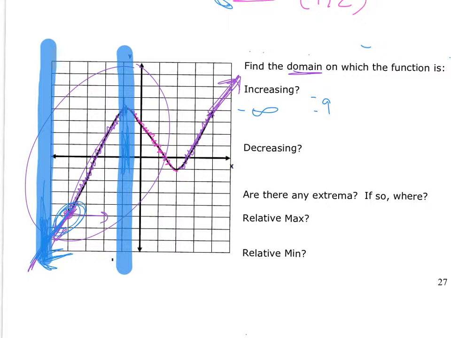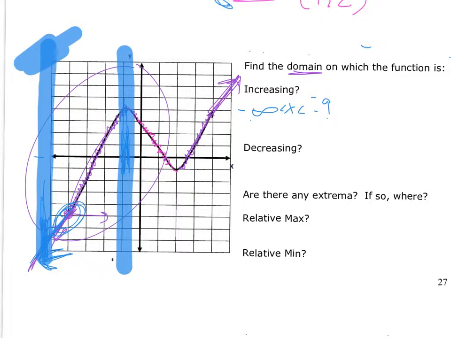So from negative infinity, all the way to the left, until I hit this wall at the top, my graph is increasing. So I'm going to put my x in the middle, and I'm going to put my less than, less than. So my graph is increasing from negative infinity to negative 0.9.